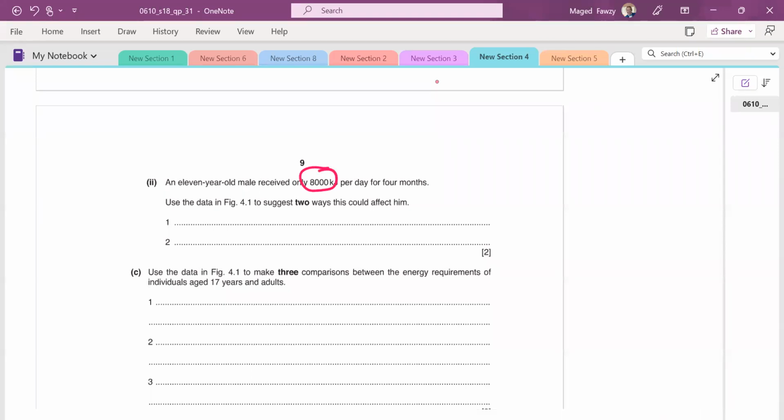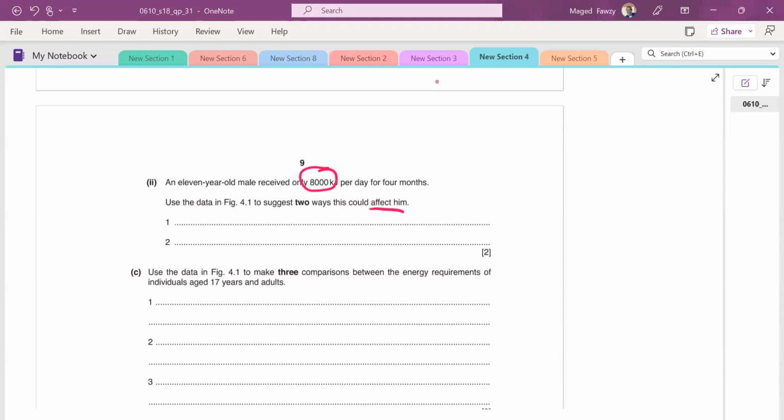Number one, starvation. Not to that extent. Okay, but we can say weight loss. Nobody said disease. He is already receiving 8,000 kilojoules, he's like a man on a diet. When I want to go on a diet, I reduce my energy intake to start losing weight. So the effect is weight loss. This is number one.